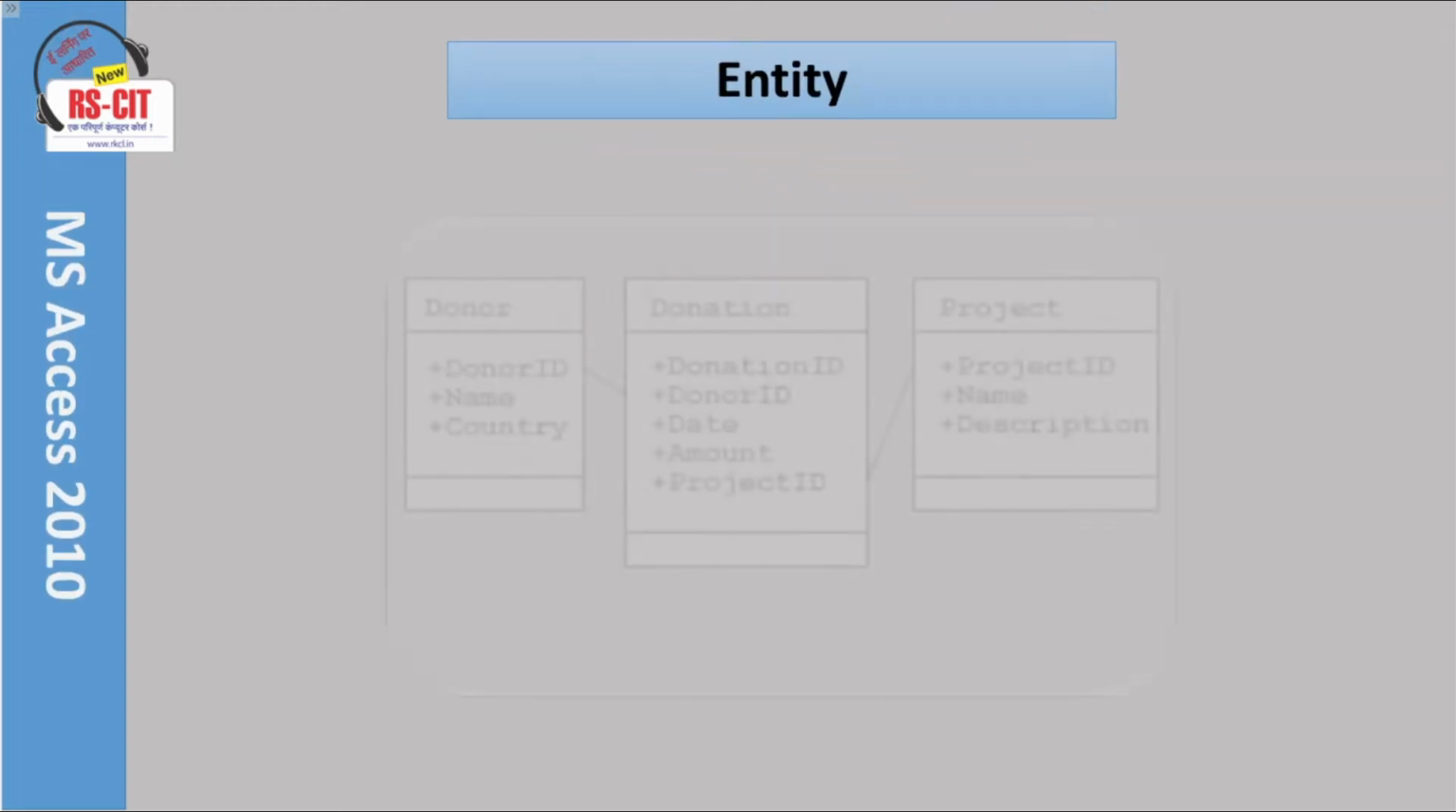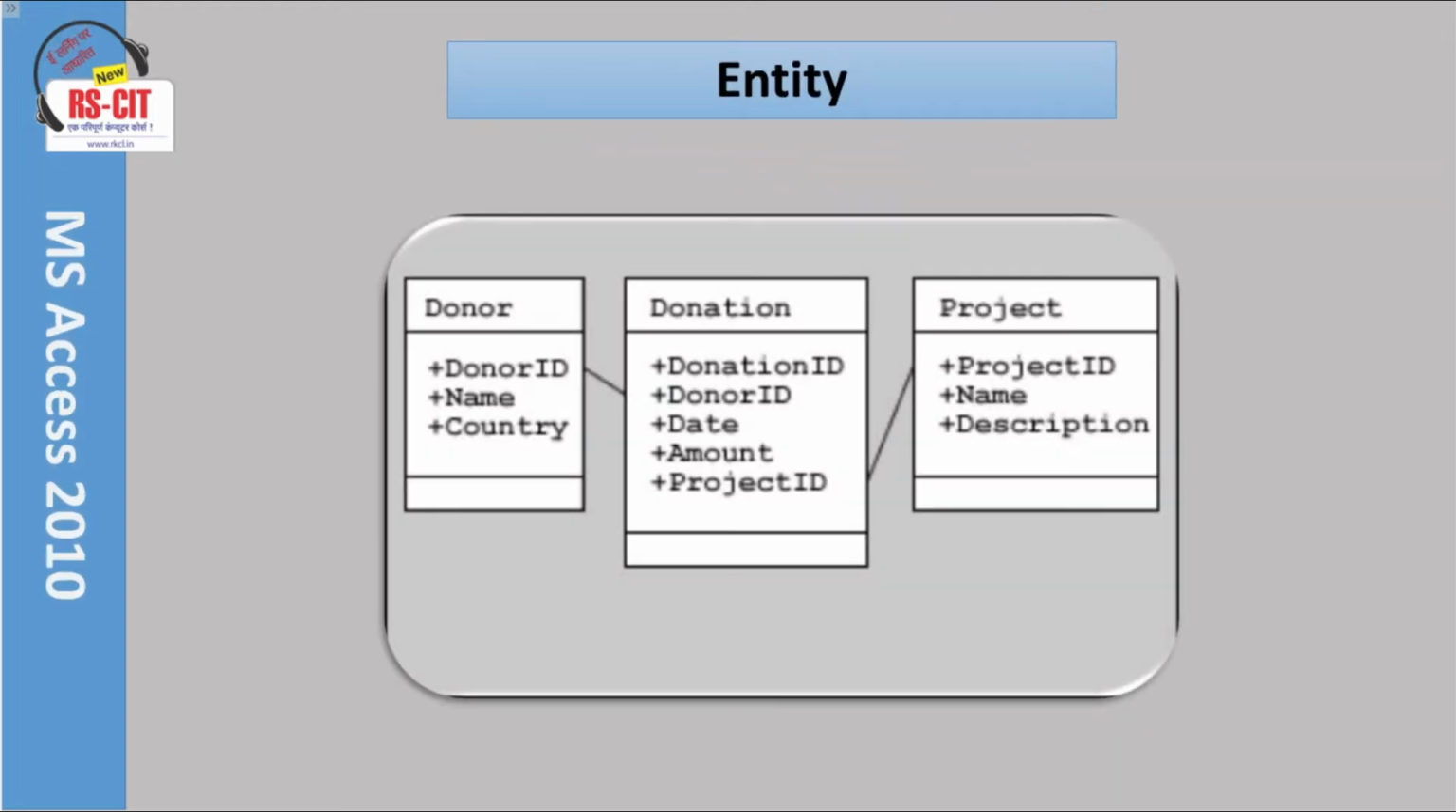Entity. An entity in an ER model is a real-world entity having properties called attributes. Every attribute is defined by its set of values called domain. For example, in a college database, a student can be one of the entities. A student entity can have attributes like name, father's name, DOB, sex, class, etc.